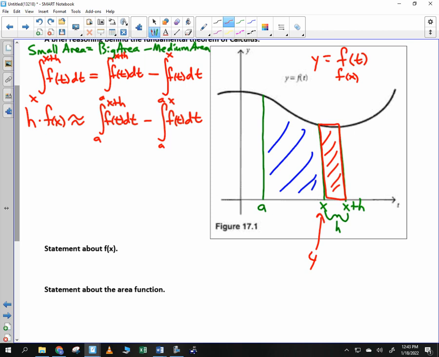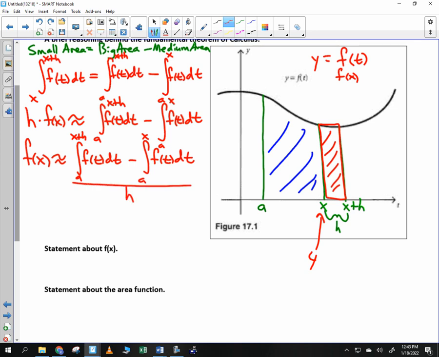I'm going to do one other thing, and I'm going to divide both sides by h. So f of x is approximately the integral from a to x plus h of f of t dt minus the integral from a to x of f of t dt, all divided by h. What do you think? Does it look kind of nasty?